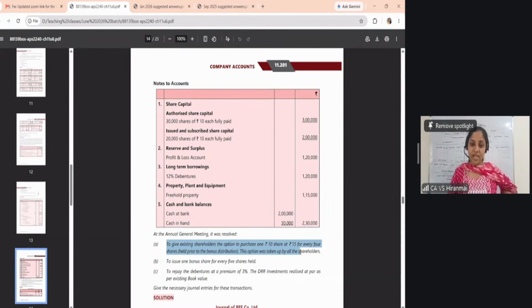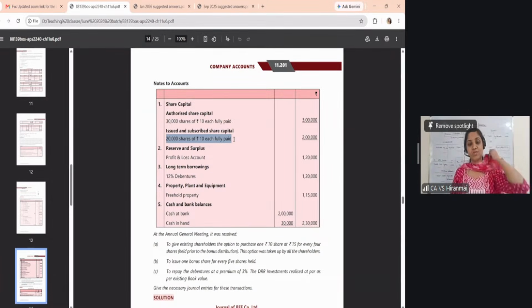And next, please see. After the rights issue, to issue one bonus share for every 5 shares held. And then the third one is to repay the debentures at a premium of 3%, DRR investments realized at par as per the book value. So in this question, first we will go with the rights issue. Once again we will revise it also now.